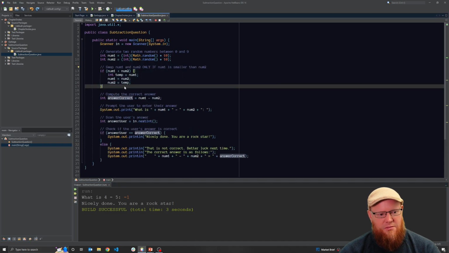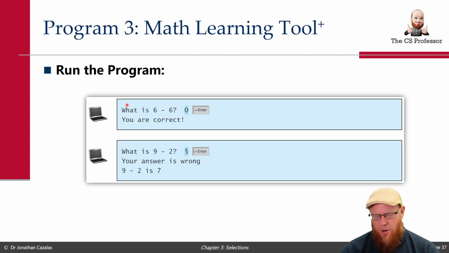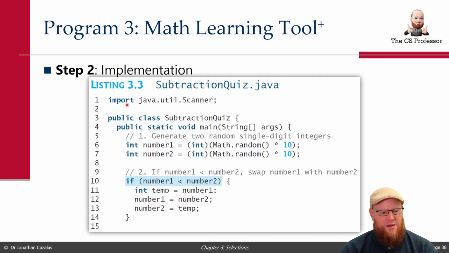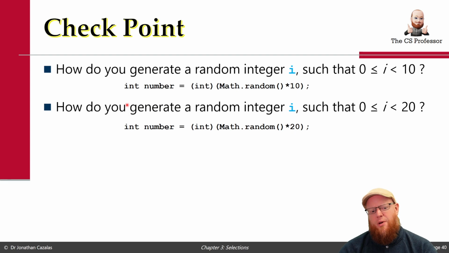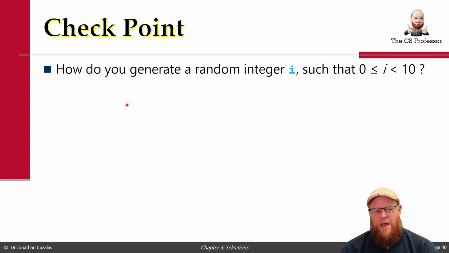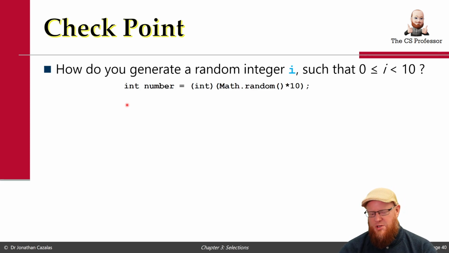So it was just to put in some extra layer of practicing with if and else. Hopefully that is clear. Here's a solution in the slides from the publisher. So this is a good checkpoint. I would go through these one at a time. Like, how do you generate a random integer I between 0 and 10, not including 10? That's the one we just did.